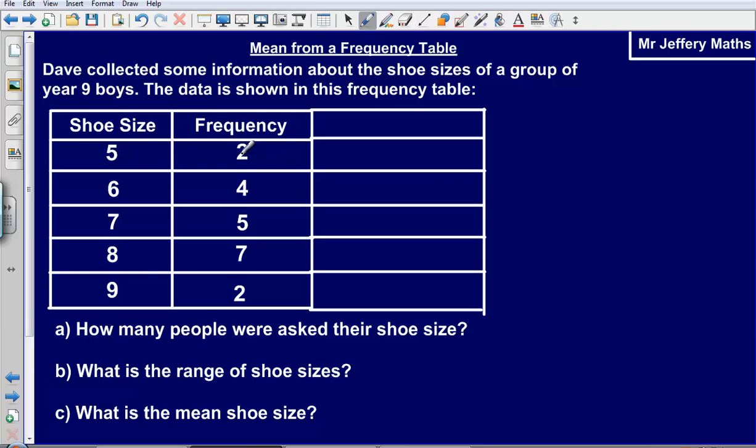So how many people had a size 5 shoe? 2 people had a size 5, 4 people a size 6, 5 people a size 7, 7 people a size 8, and 2 people a size 9.